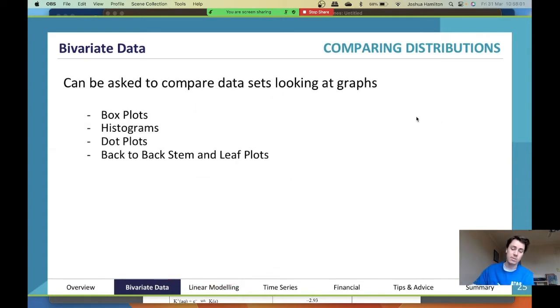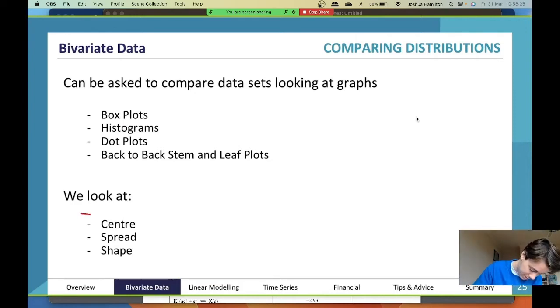So really important, comparing distributions: you can be asked to compare data sets looking at graphs. Most commonly, it's going to be box plots and scatter plots. Now, scatter plots, we use a completely different way of discussing them, so don't worry about scatter plots for this. This is covering everything else, so mainly box plots. What we need to look at is center, spread, and shape. Now, I'm going to add in an extra step here.